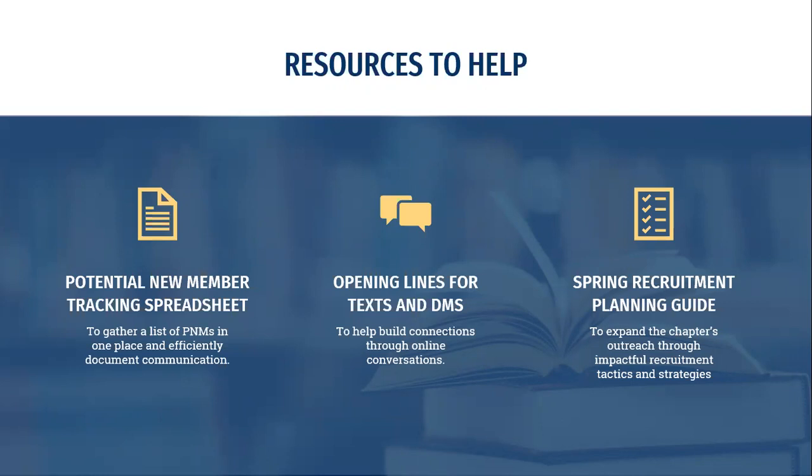And the last here is the Spring Recruitment Planning Guide. So President Rob Coop put out a charge to all chapters to get ahead of the spring term and to begin planning what spring recruitment looks like. So this guide is going to help you expand your chapter's outreach through impactful recruitment tactics and strategy. And to be honest, just like that guide, this whole spring recruitment training day is helping you do just that. It's helping you navigate the questions and conversations to build a really solid spring recruitment plan.